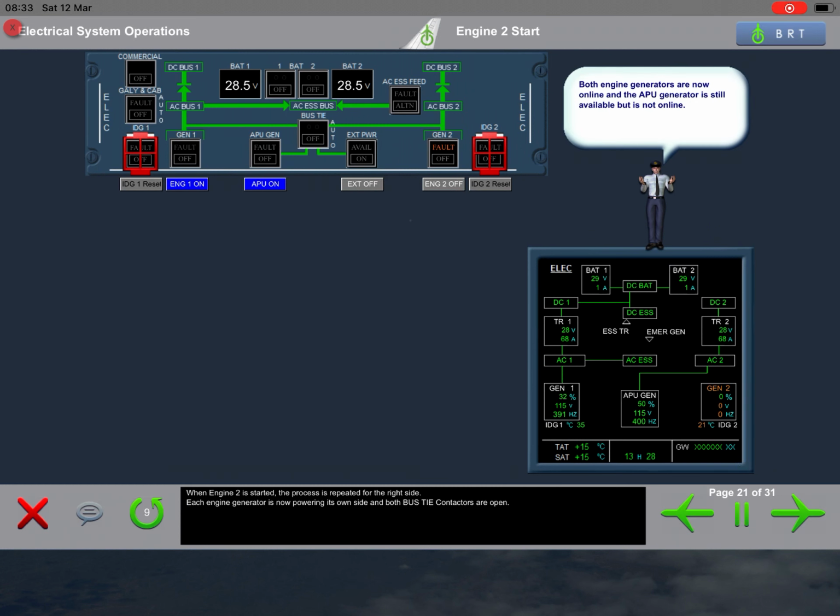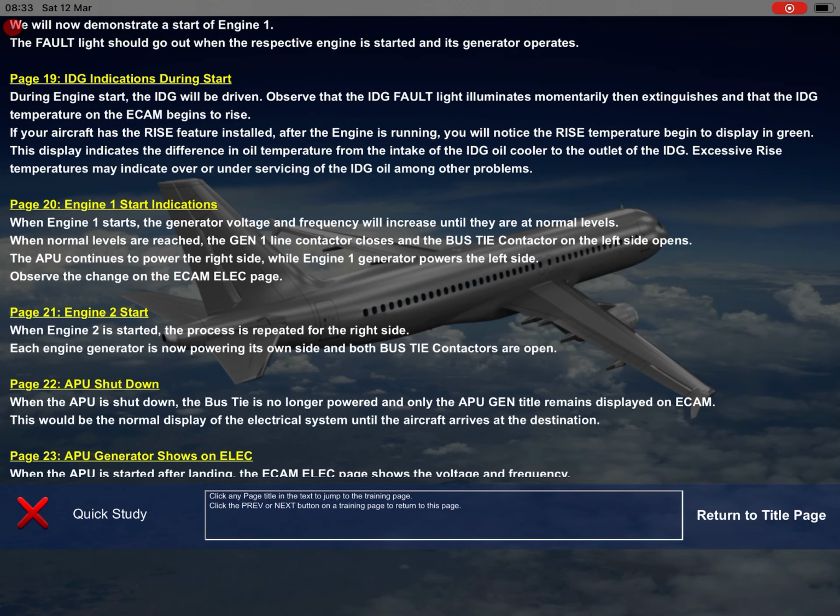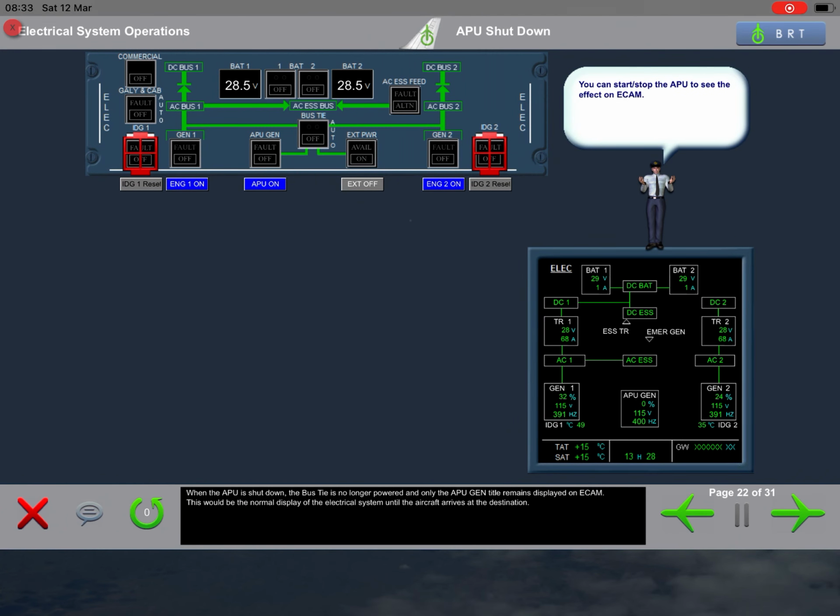When engine 2 is started, the process is repeated for the right side. Each engine generator is now powering its own side, and both bus tie contactors are open. When the APU is shut down, the bus tie is no longer powered, and only the APU generator title remains displayed on ECAM. This would be the normal display of the electrical system until the aircraft arrives at the destination.